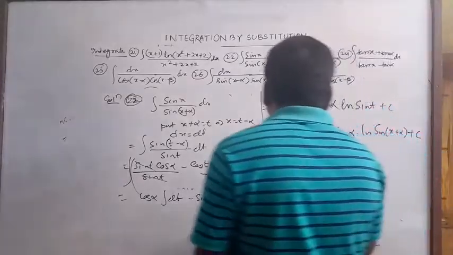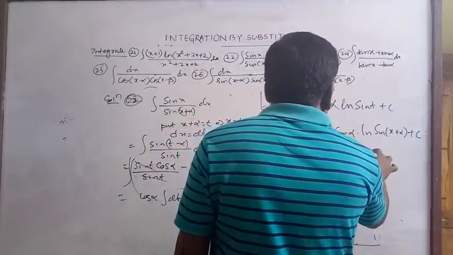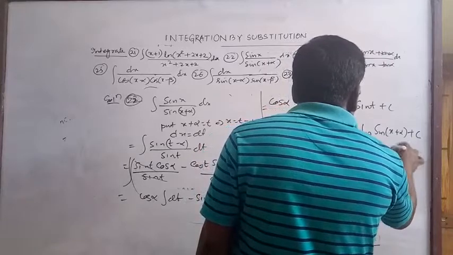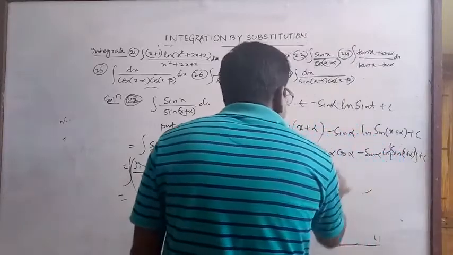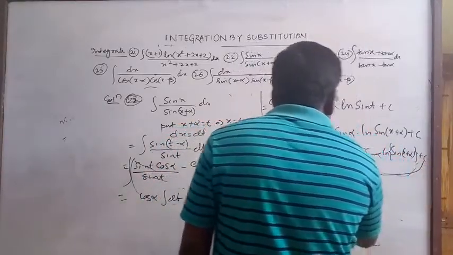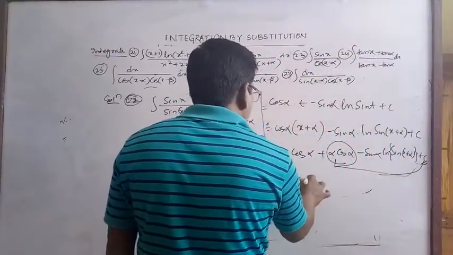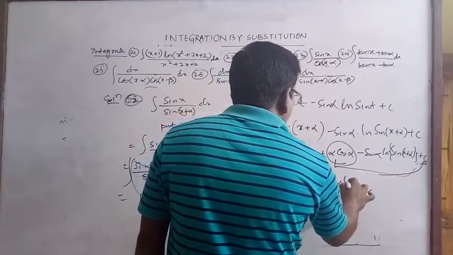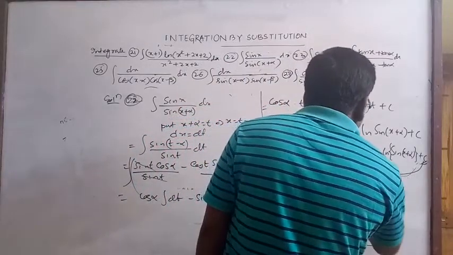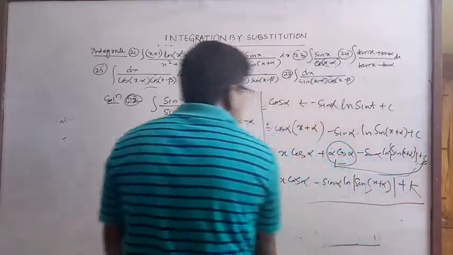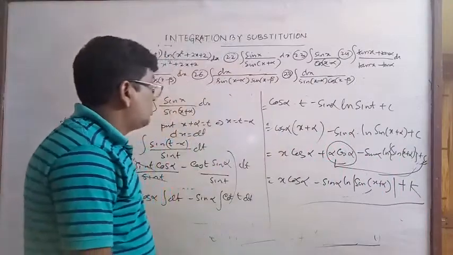So this is equal to x cos alpha plus alpha cos alpha minus sin alpha log of sin of x plus alpha plus c. Cos alpha is a constant, and c is a constant. So this is equal to x cos alpha minus sin alpha into log of sin of x plus alpha plus c plus alpha cos alpha. Constant plus constant is another constant, suppose k. This is the answer. Now question number 23.